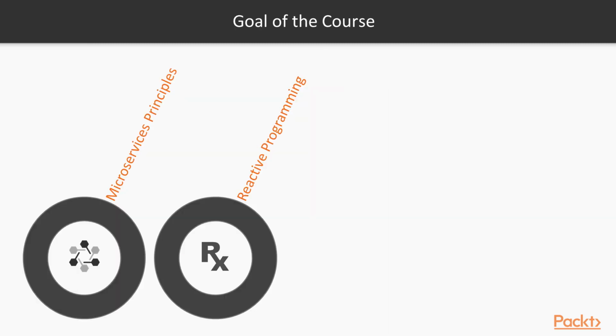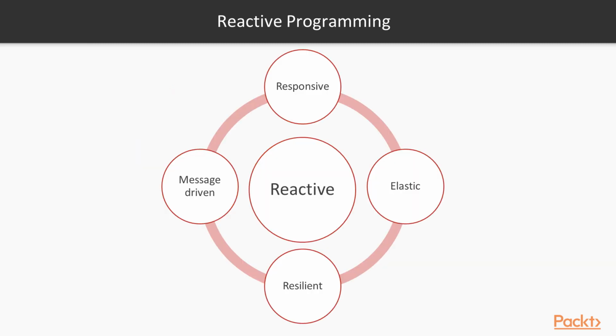The Reactive Manifesto, published in 2014, describes the essential characteristics of reactive systems, including responsiveness, resiliency, elasticity, and being message-driven. We'll see how to use the principles of reactive programming to build message-driven, highly scalable, and available microservices.